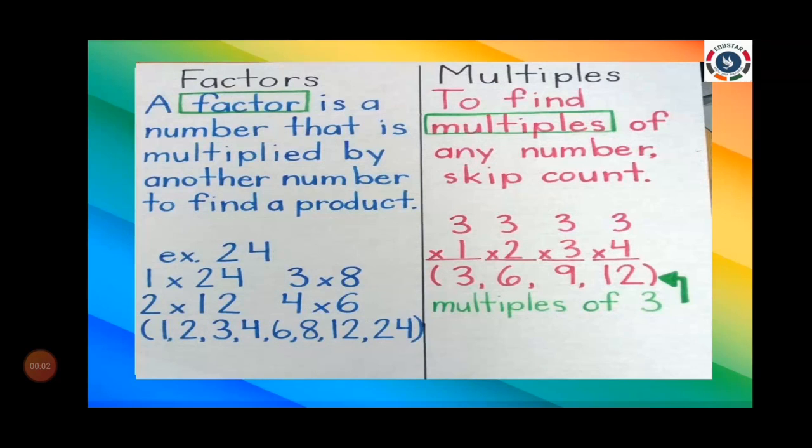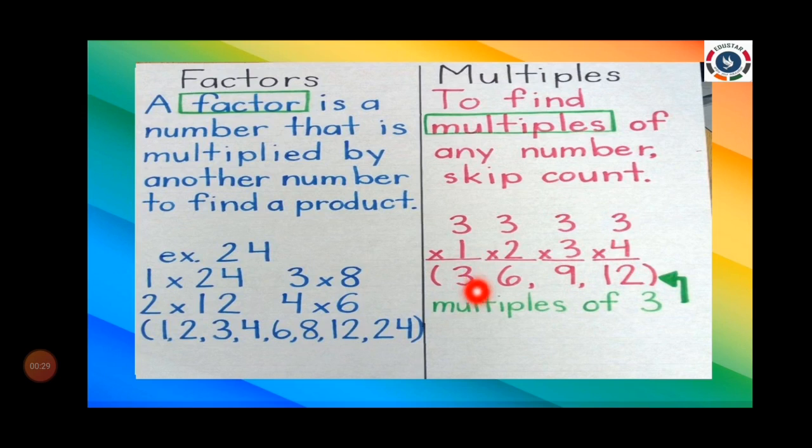And multiples. To find multiples of any number, it is skip counting. That means a multiple of a number is exactly divisible by the number. For example, the multiples of 3 are given here. 1 3 is 3, 2 3s are 6, 3 3s are 9, 4 3s are 12.